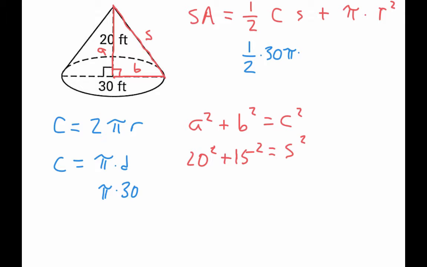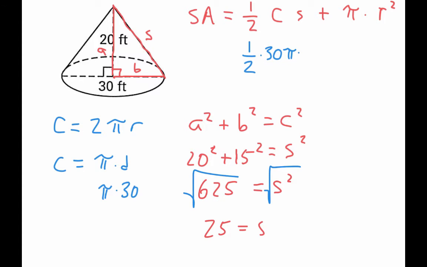So I take a calculator, do 20 squared plus 15 squared, and you should get 625 equals s squared. But we don't want s squared, we just want s. How do I get rid of the squared? Square root, nice. You divide if it was s times 2, but get rid of the squared by square rooting. And the square root of 625 is 25. So 25 equals s.